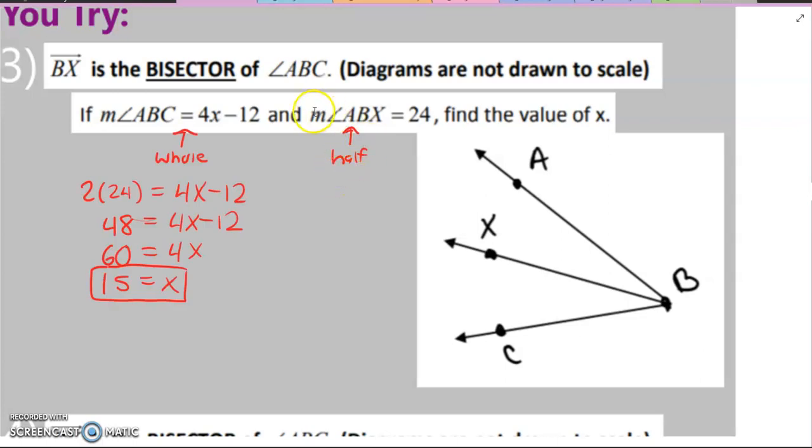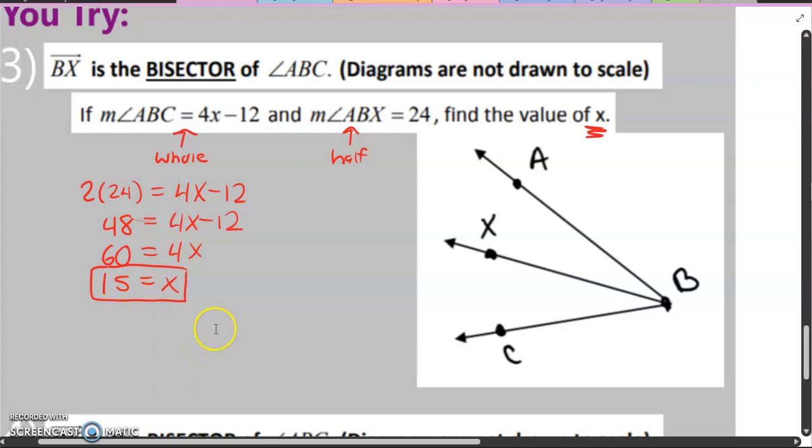Welcome back. So when I labeled this, ABC in this situation is going to be my whole. That's the entire angle. And ABX is going to be half my angle. So I'm going to take my half, which is 24, multiply it by 2 to equal the whole. So 2 times half of something will always equal the whole thing. Solve this equation, we get x equals 15. Since this is all we were looking for, we are done the question.